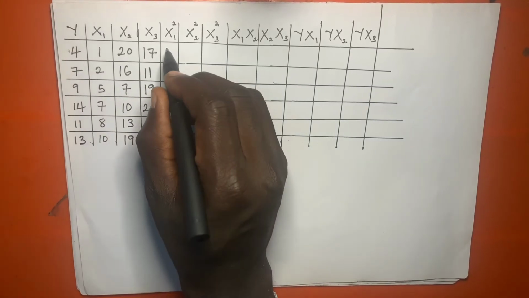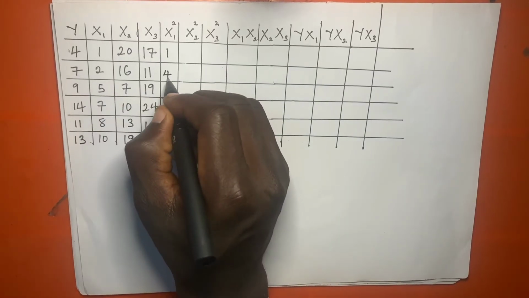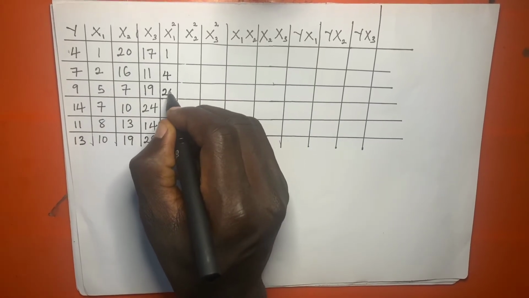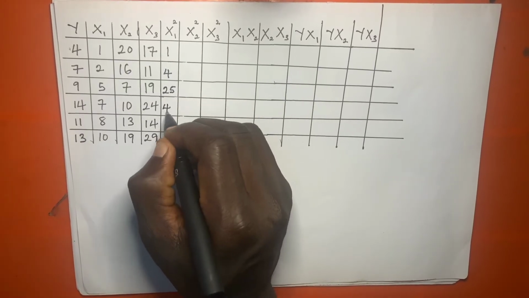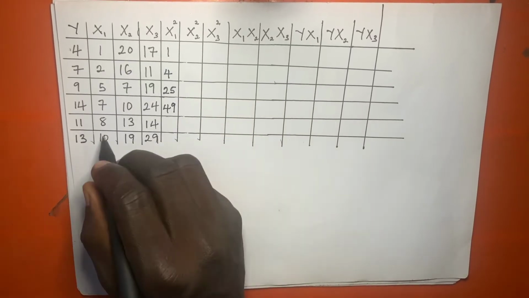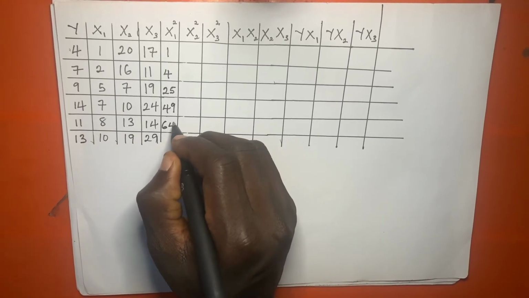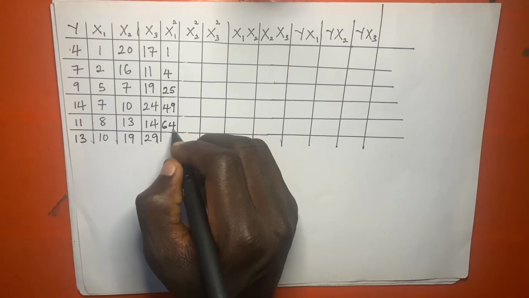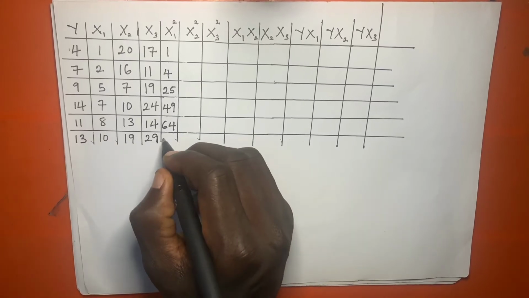1 square gives us 1, 2 square gives us 4, 25, 49, then 8 square gives us 64. That is x1 square, and this gives us 100.